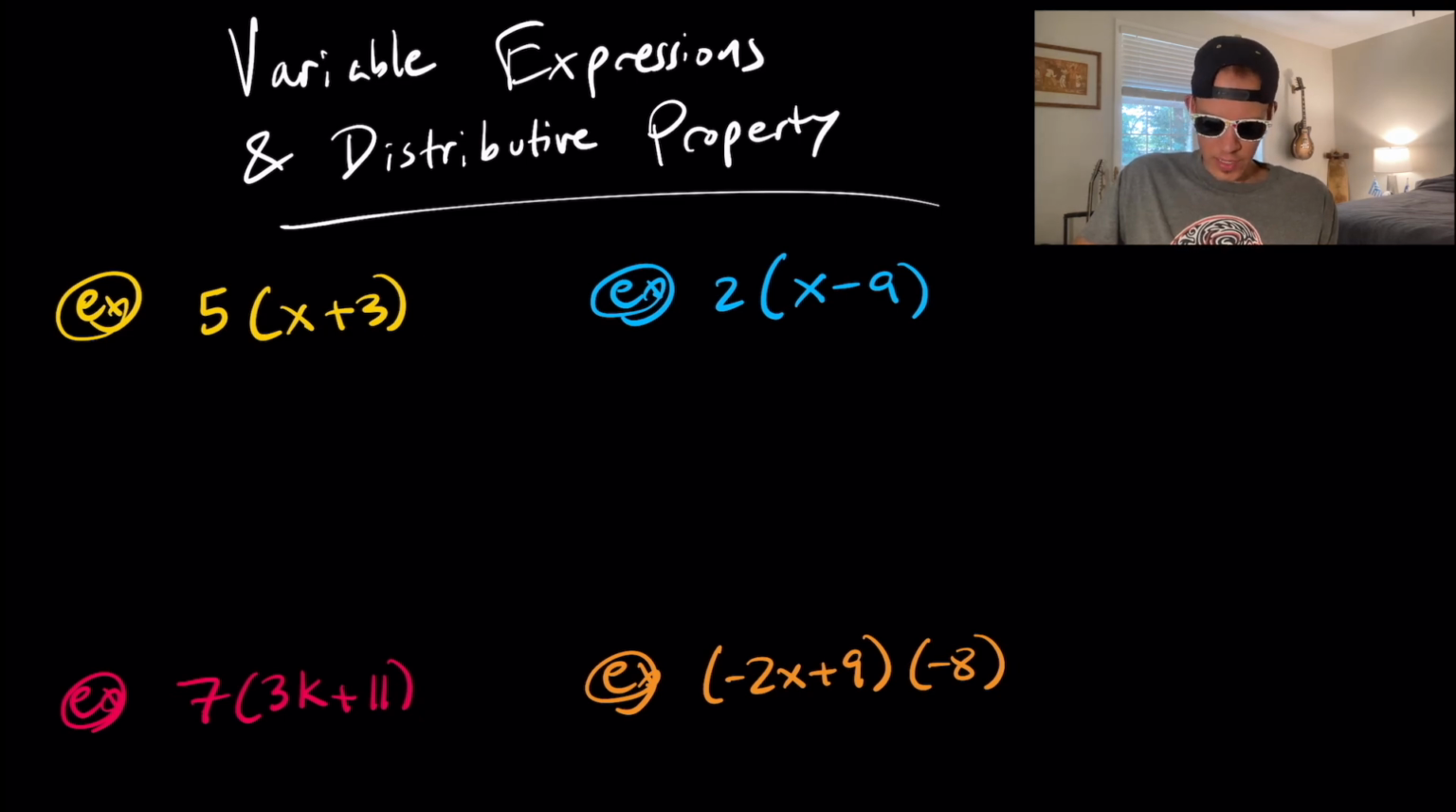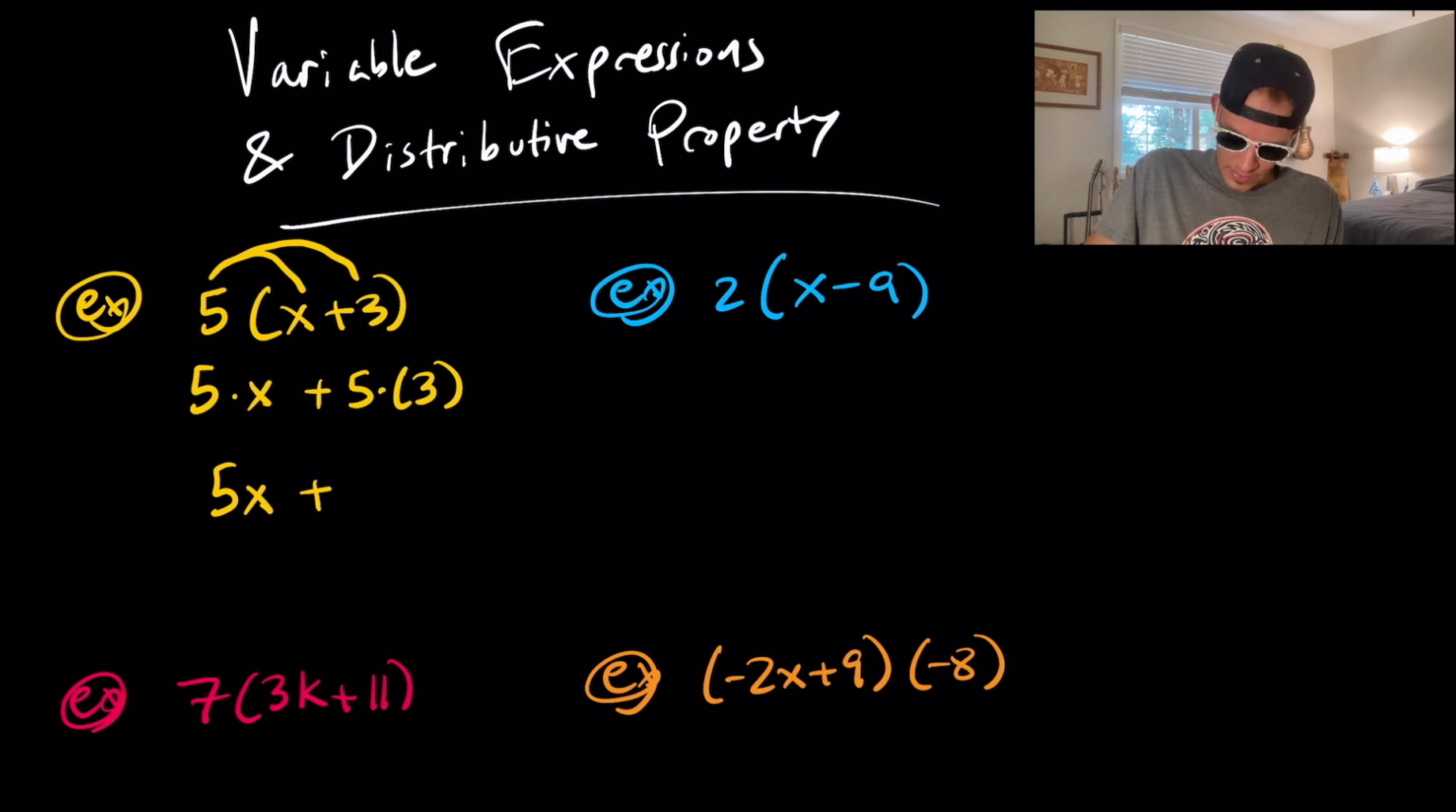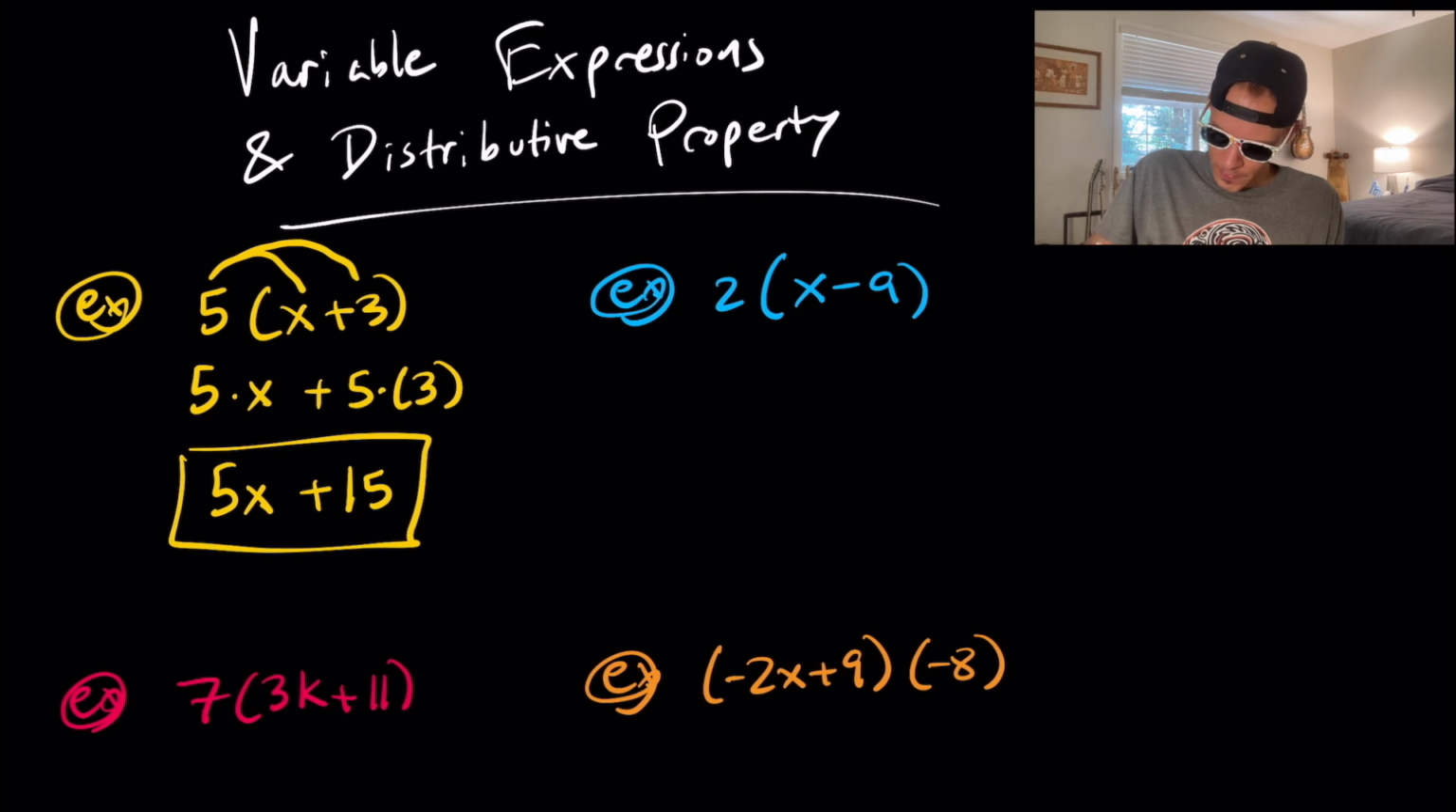So let's look at this yellow one, 5 times x plus 3. So we do the same thing. I'm going to distribute the 5 into the terms on the inside of the parentheses. I'll have 5 times x plus 5 times 3. 5 times x is just 5x. 5 times 3 is 15. So we'll have 5x plus 15. All right, we'll go down here.